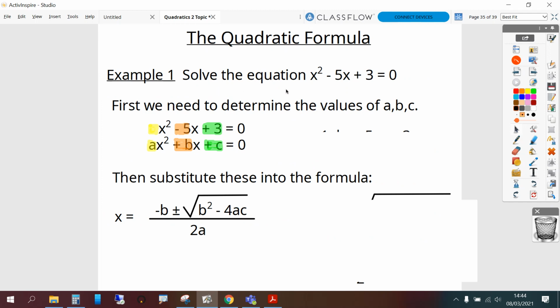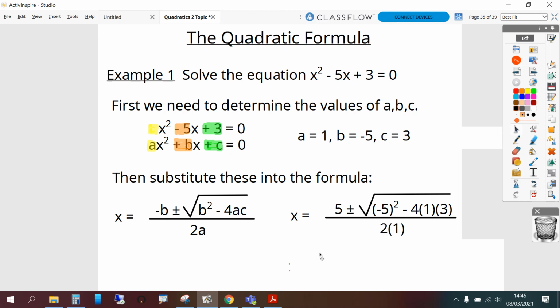Example 1, solve the equation x squared take 5x plus 3 equals 0. First we need to determine the values of a, b and c, since it's already equal to 0. So we've got a single x squared, so that means that a is equal to 1. Minus 5 is the coefficient of x, so b is negative 5. And c equals 3. We then substitute these three values into the formula. Now, it says minus b, so we're wanting the minus of negative 5, so that's positive 5. So watch out for that one.